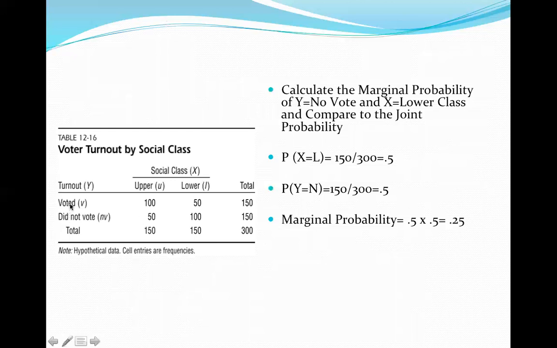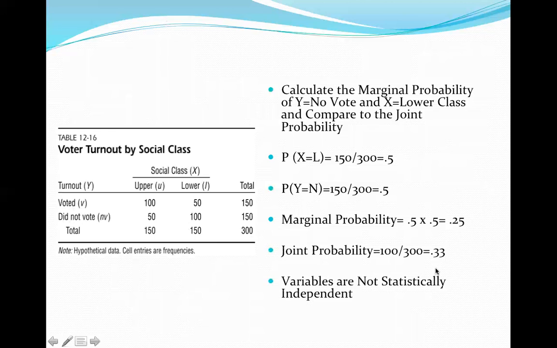Now, let's compare that to the joint probability of being in the lower class and not voting. So to find that number again, we're in the second row, third column, 100 people. 100 people were in the lower class and did not vote. So our joint probability is 100 divided by 300, 0.33. So in this example, our variables are not statistically independent because we see that the joint probability is greater than the marginal probability. And again, it doesn't matter if it's greater than or less than, that would show direction, but just that it's different, that is showing that they're not statistically independent from one another.